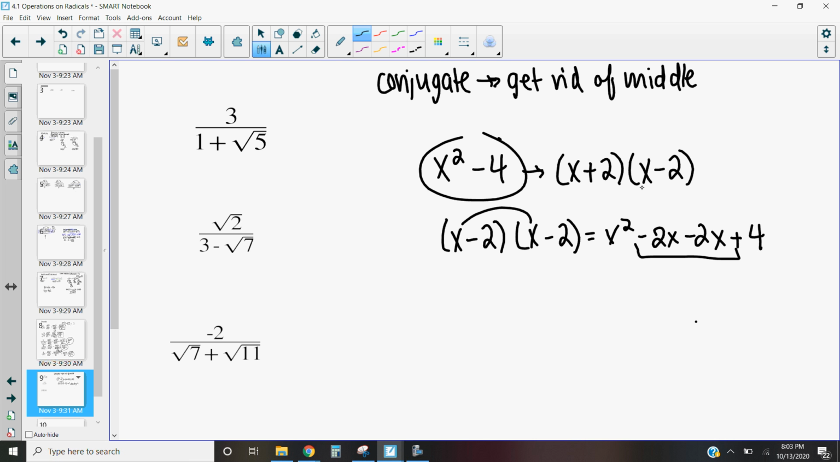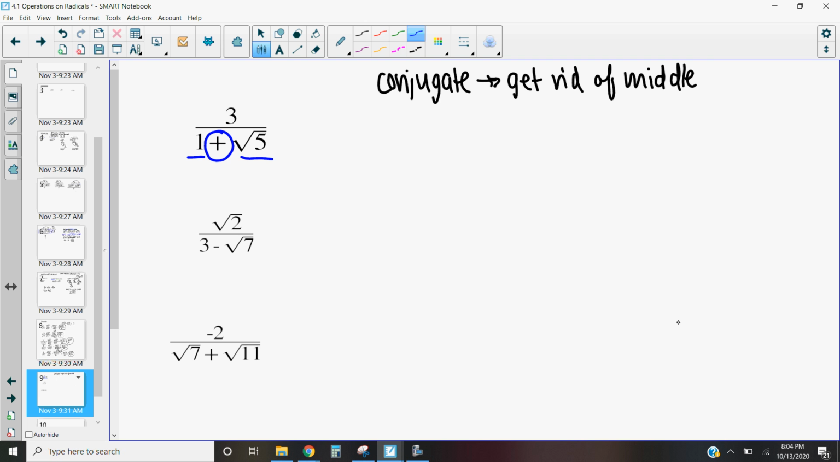So what we need is the conjugate pair. Now a conjugate has the same two numbers, but opposite signs. So whatever our first expression is, we're going to write the exact same numbers here. So a 1 and a root 5. But instead of writing a plus, I want to write a minus. And that's my conjugate pair there. So let's go ahead and multiply this by its conjugate.